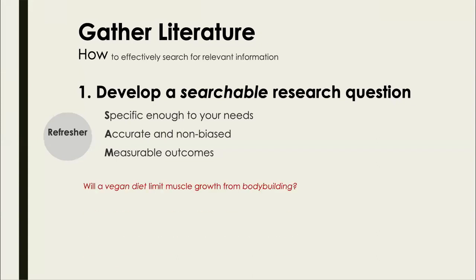So for example, we have, will a vegan diet limit muscle growth from bodybuilding? We can adjust this to make it more specific and more accurate to what we're looking for. So we can change vegan diet to plant protein, and rather than limit, because that might be biased, we can say, will plant protein affect muscle growth? And then instead of bodybuilding, we can change that to weight training to make it more specific.